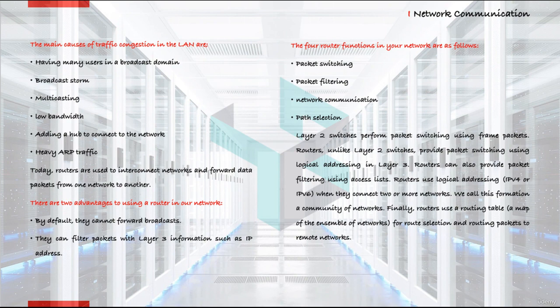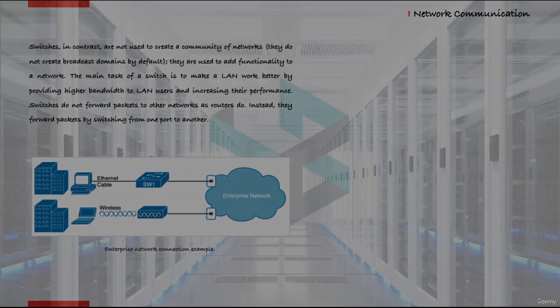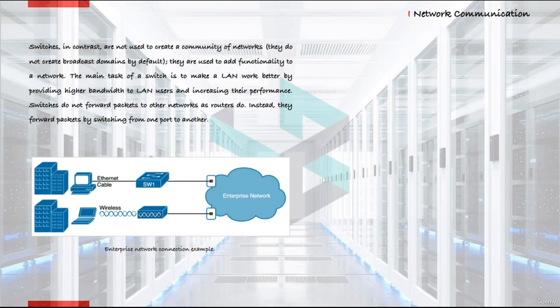Routers use logical addressing IP version 4 or IP version 6 to connect two or more networks. This entity is called a collection of networks, and finally, routers use a routing table to choose routes and route packets to remote networks. Unlike routers, switches are not used to create a network community, but to add functionality to a network.